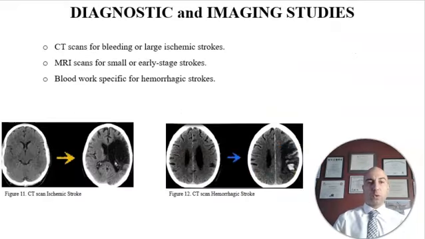Accurate diagnosis of stroke relies on a combination of clinical evaluation and imaging studies. The gold standard diagnostic tools include CT scans and MRI. CT scans detect bleeding or large ischemic strokes. MRI scans provide more detailed images and can detect small or early-stage strokes. For hemorrhagic strokes, additional blood work, such as coagulation studies, is essential to guide the treatment. Figure 11 and 12 show CT scans of ischemic and hemorrhagic strokes.